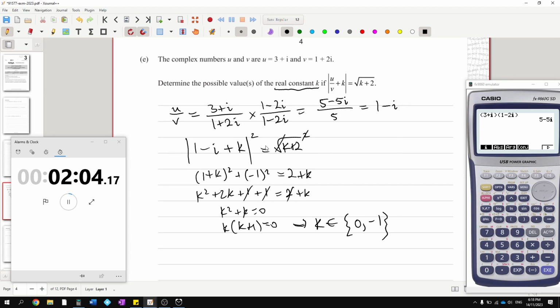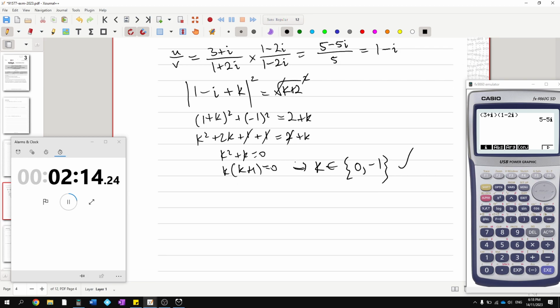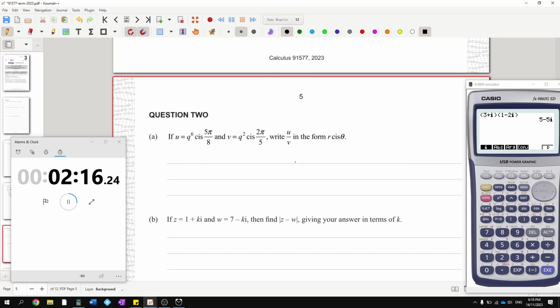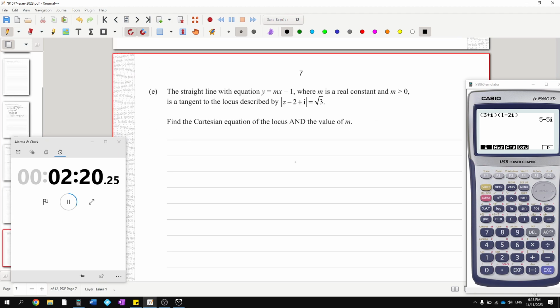Does that make sense? If K is 0, yeah, okay, I buy that. And if K is minus 1, it's just, yeah, 1 on both sides. Okay, yep. First question done. That was actually not too bad. Wonder if the other stuff is what people were complaining about.